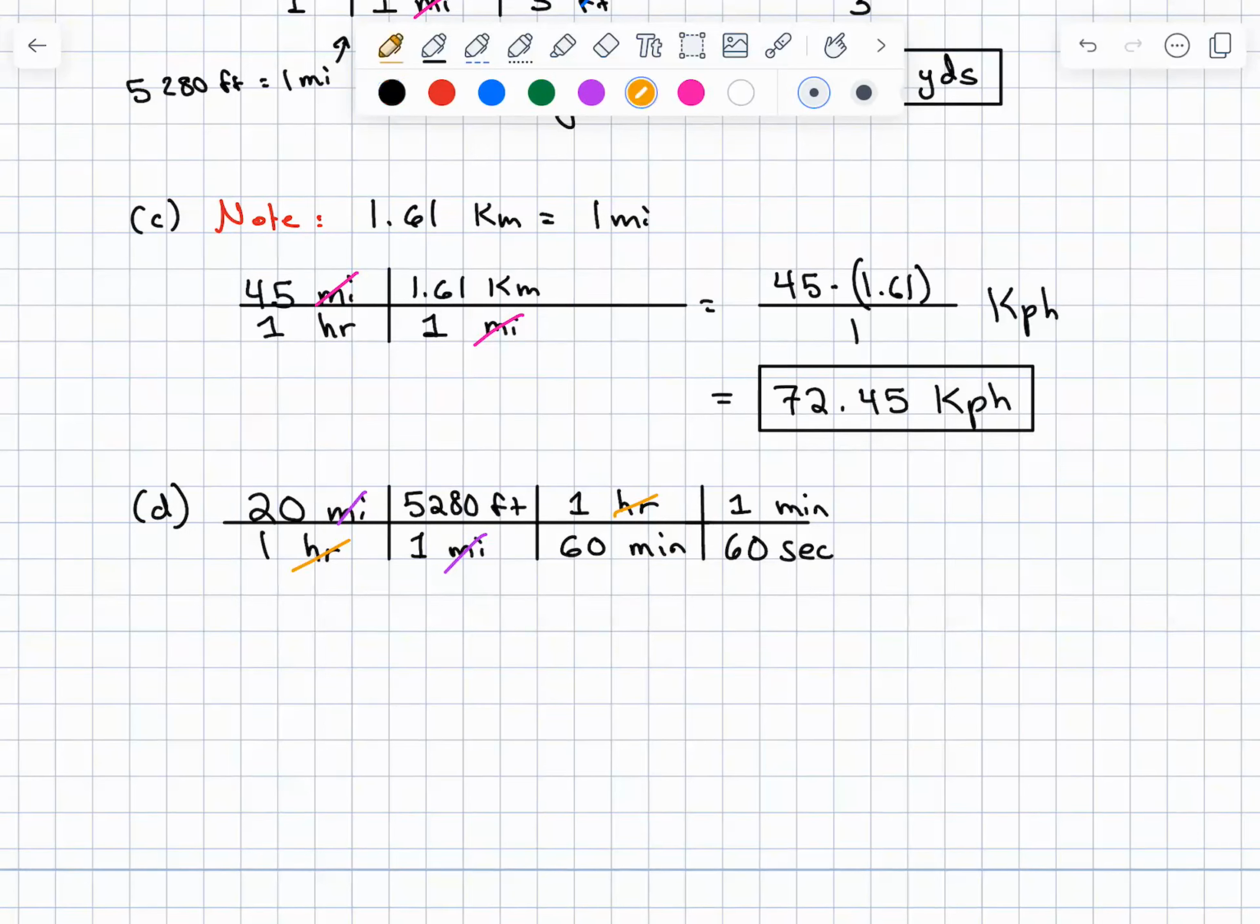And so we see the last one, the minutes cancel, and all we have left is up top, the unit measurement feet, and down on the bottom, the unit measurement seconds. So we have everything we need. So up top, we're going to just have 20 times 5,280. We could write times one, but that won't change anything. That's why I don't have that there. And then down at the bottom, we have 60 times 60.